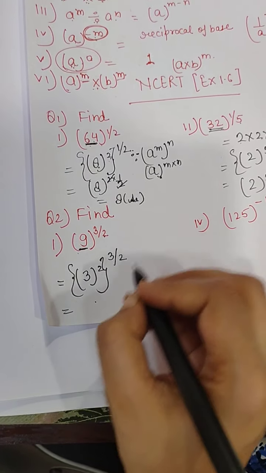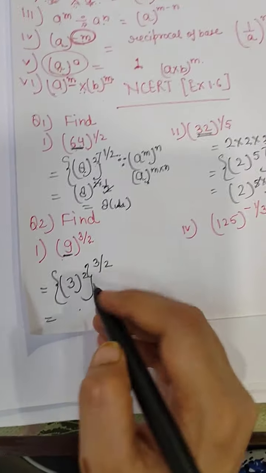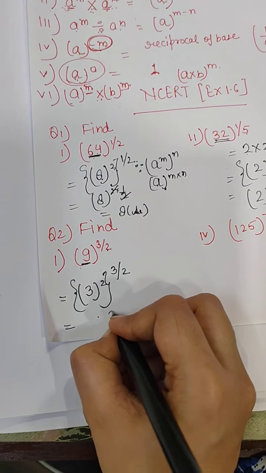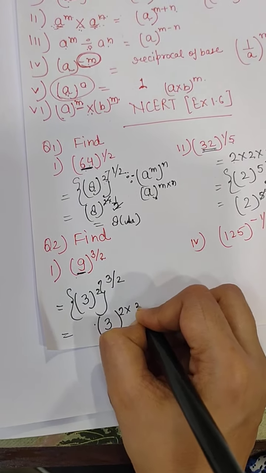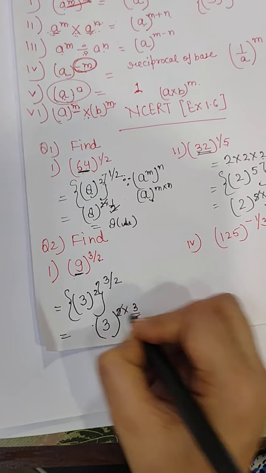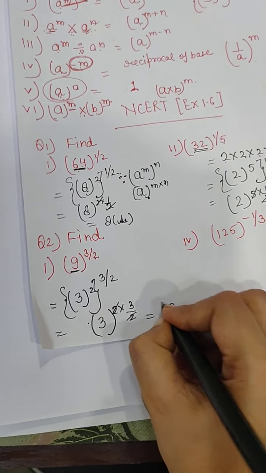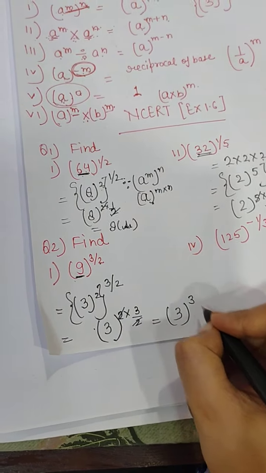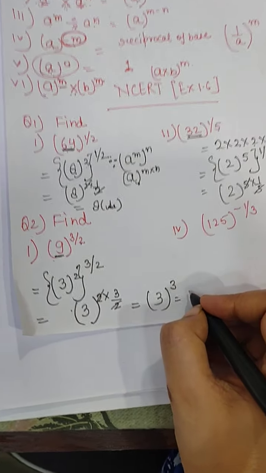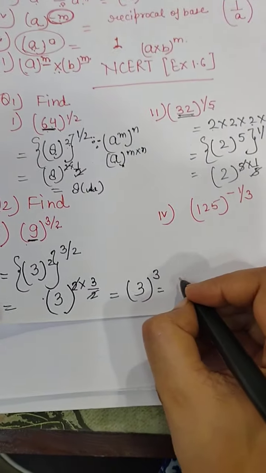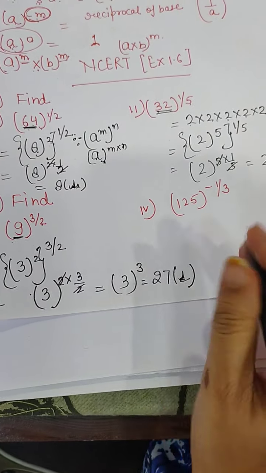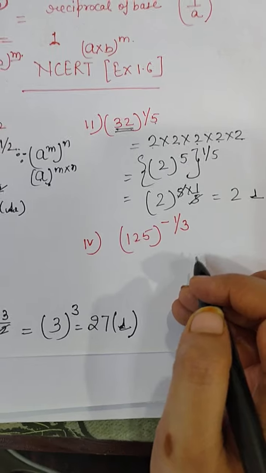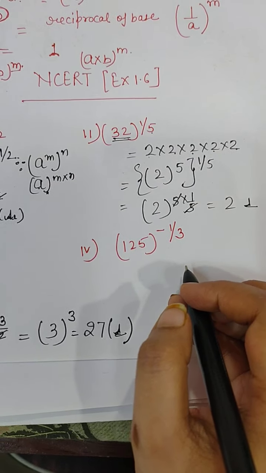So now we will apply the same law, (a^m)^n. It will be written as 3 raised to the power 2 into 3 by 2. The 2 will cancel with 2. So what is coming? 3 raised to the power 3. And what is the value of 3 raised to the power 3? 3 into 3 into 3, 27. Answer. Clear?